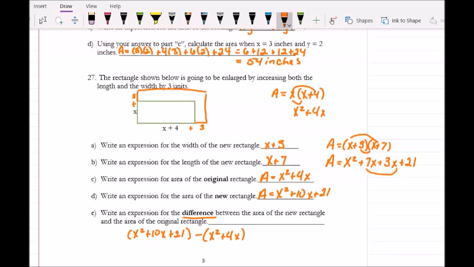Now remember, when you're subtracting polynomials, you want to distribute this negative. So x squared plus 10x plus 21 is not affected, but then it would be minus x squared and minus 4x. Okay, and then combine. So x squared and negative x squared cancel out. 10x and negative 4x would be positive 6x. And then 21 doesn't combine with anything, so 6x plus 21.